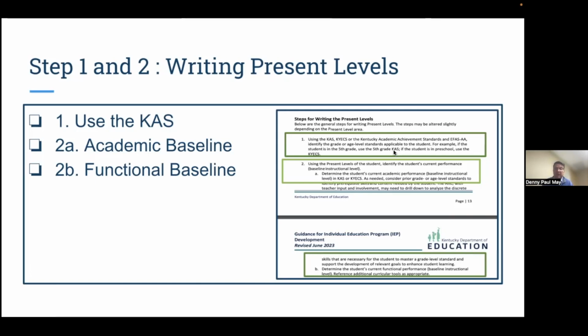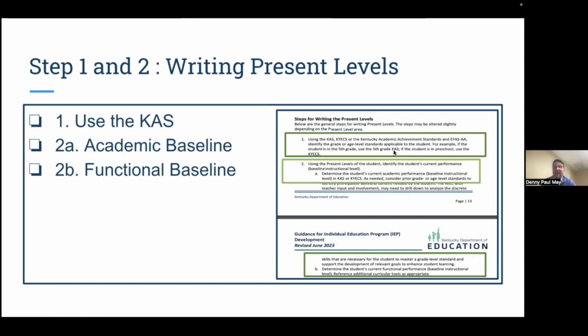But then we would also weave in some accommodation and provide them with maybe a passage on the 5th grade level that's read to them so that they could have access. So it's a twofold charge. And the same thing with your functional baseline.